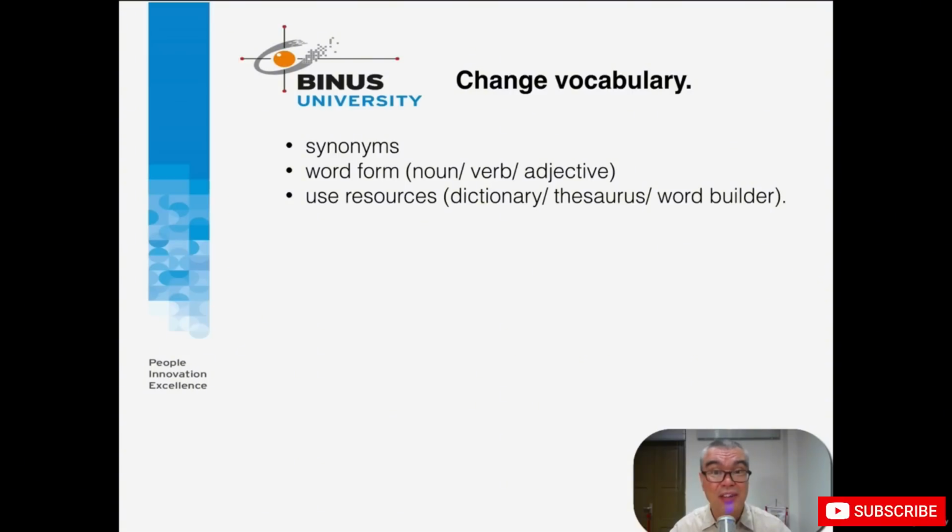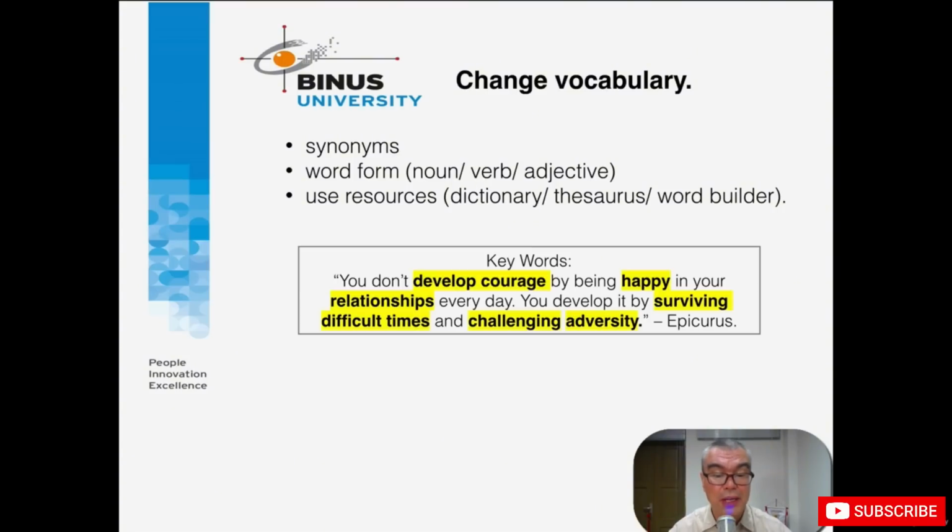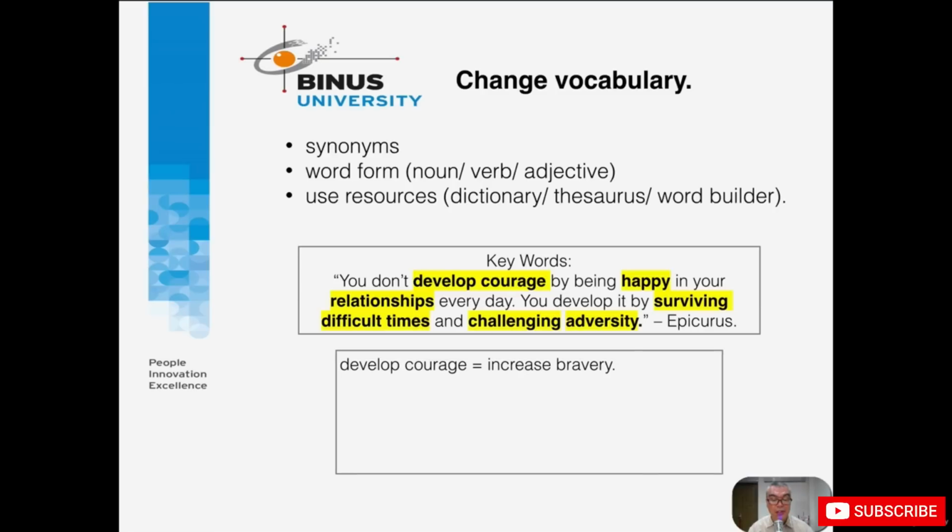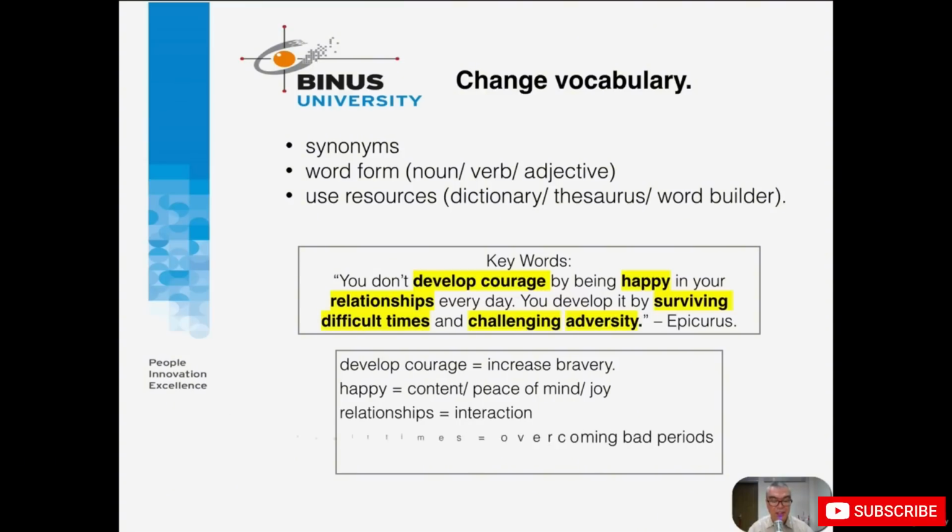Rather than killing yourself thinking of the alternative words yourself, use the tools that are available to you. Here's the example again. You don't develop courage by being happy in your relationships every day. You develop it by surviving difficult times and challenging adversity. So if we look at the key words, we've got things like develop courage, happy, relationships, surviving difficult times, and challenging adversity.